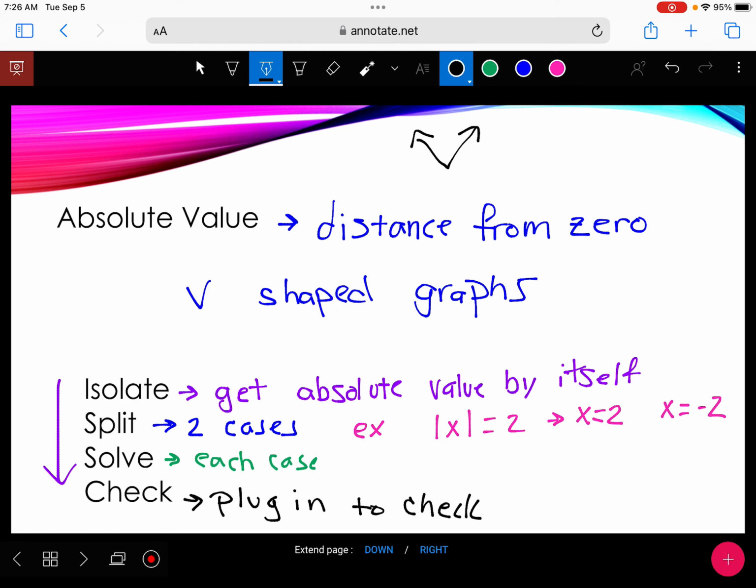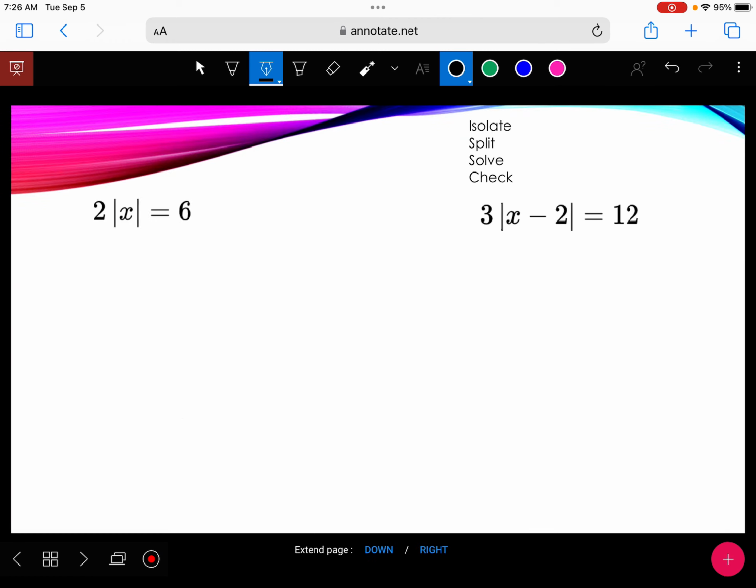Okay, so we're going to start working with them. And I've got my isolate, split, solve, check up top. These are the steps we're going to take. Isolate, split, solve, and check. So we're going to start with this guy. Our first step is going to be to isolate my absolute value. I need to get the absolute value bars by themselves.